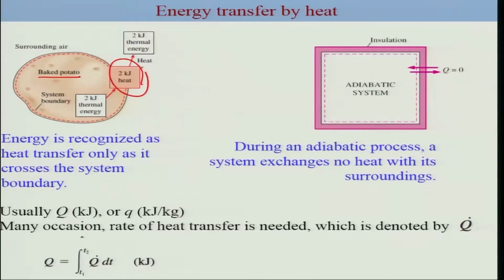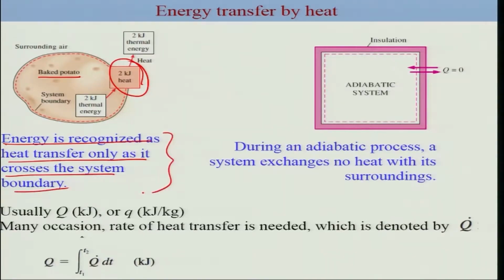But this heat which you see here is only at that boundary. Once it transfers to the air, part of the energy goes to the air, so the air's thermal energy increases. You don't feel the temperature rise because of the size of the room and so forth, but you can always see the differential change when you bring the potato close to your body. So energy is recognized as heat transfer only as it crosses the system boundary.